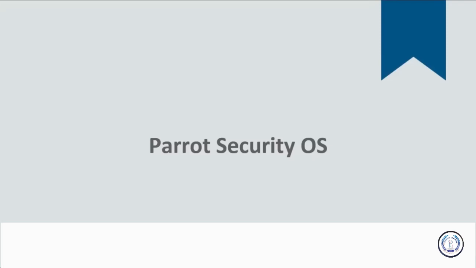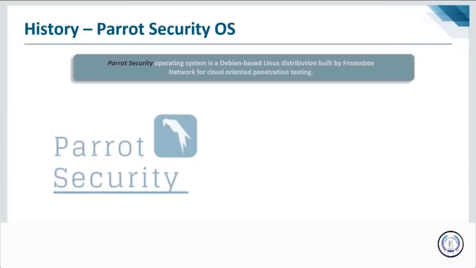Parrot OS is the second most popular Linux distro for ethical hacking after Kali Linux. It is a comprehensive, portable security lab that you can use for cloud penetration testing, computer forensics, reverse engineering, hacking, cryptography, and many other security purposes.